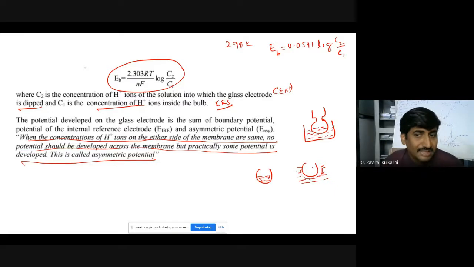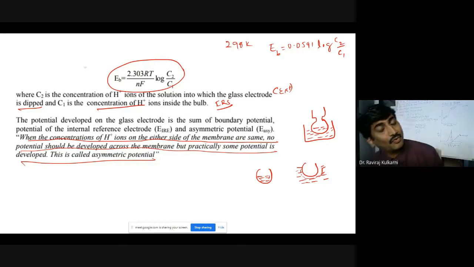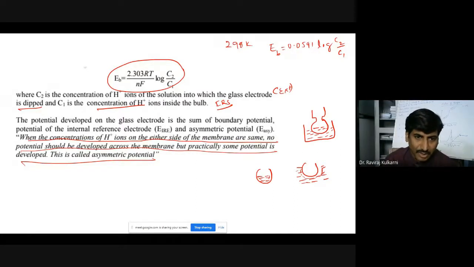Because of asymmetry, even though the concentrations of H plus ions on either side of the membrane are the same, there still exists a potential due to what? Asymmetry. We expect it should be practically zero, but there exists some potential because of asymmetry. This is called asymmetric potential.